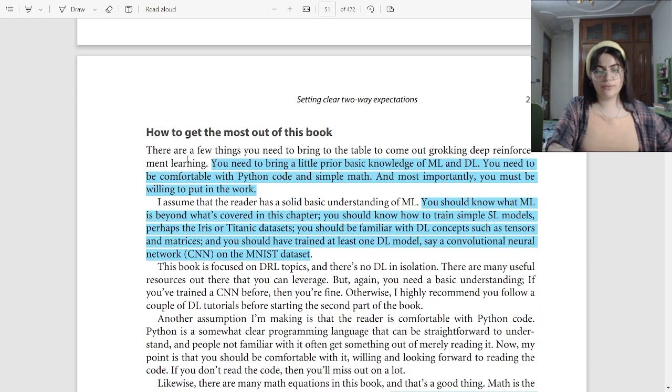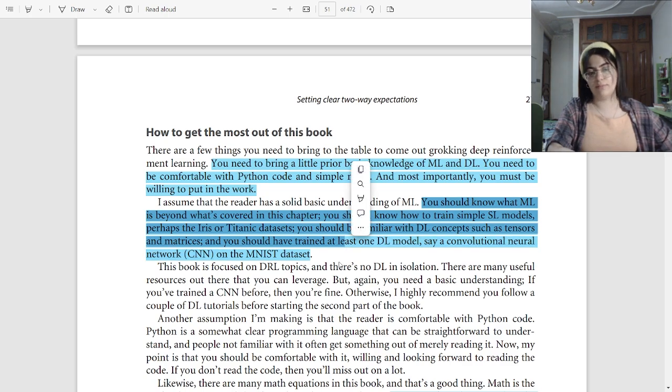And it mentions how to get the most out of this book, which requires a little prior knowledge of ML and DL. You need to be comfortable with Python, code, and simple math, and you must be willing to put in the work, which is the important part. You should know what ML is beyond what's covered in this chapter. You should know how to train simple supervised learning models, perhaps on the Iris or Titanic datasets. You should be familiar with DL concepts such as tensors and matrices, and you should have trained at least one DL model, say a convolutional neural network, CNN, on the MNIST data.